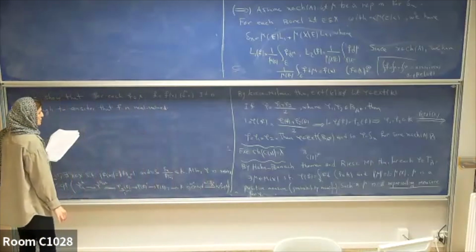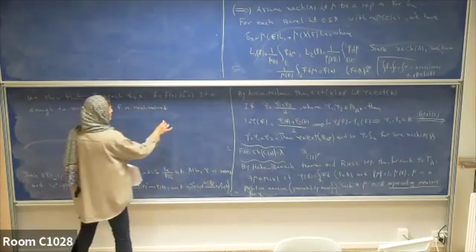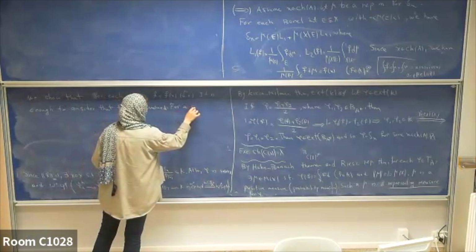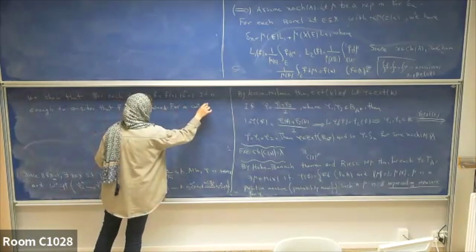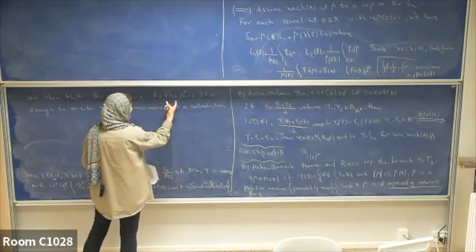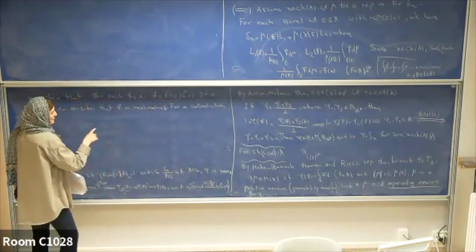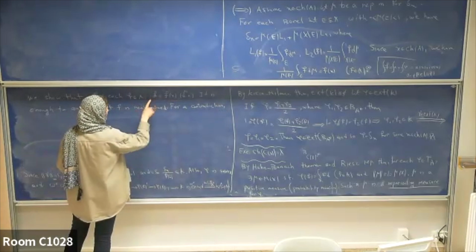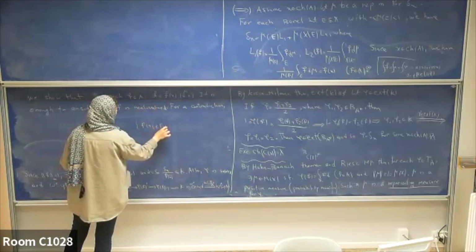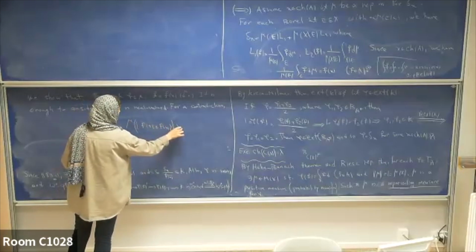Suppose that f is not f of x almost everywhere. So, for a contradiction, suppose that it's not true almost everywhere. So it means that the set of points where f of t is not f of x has positive measure.